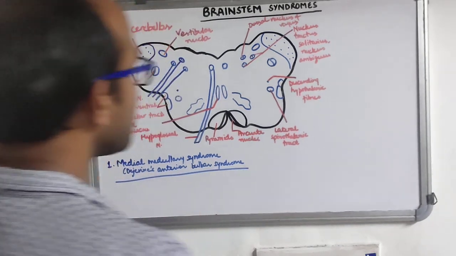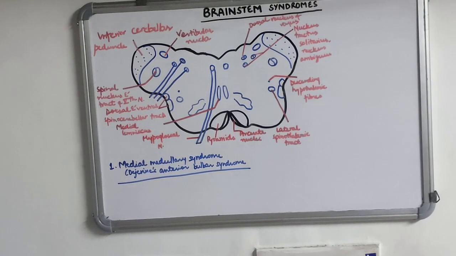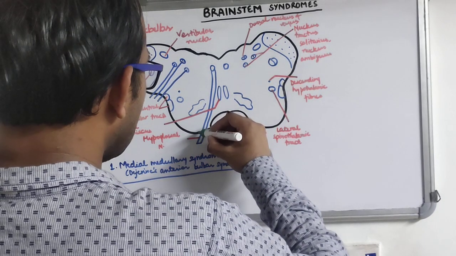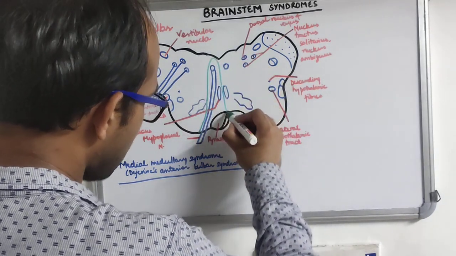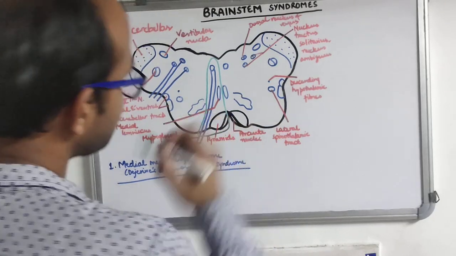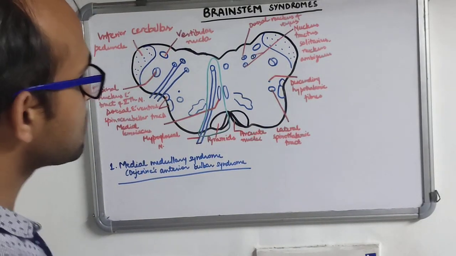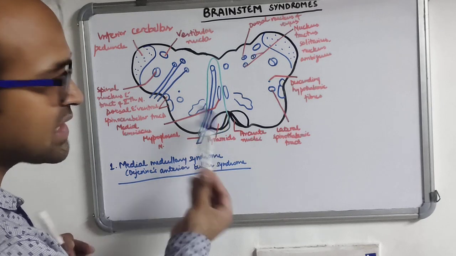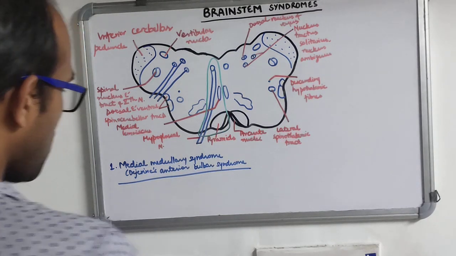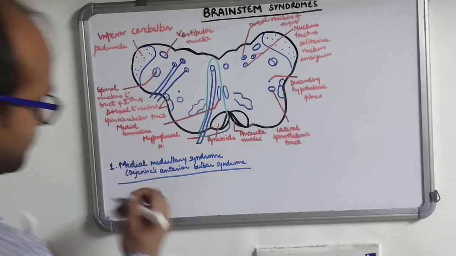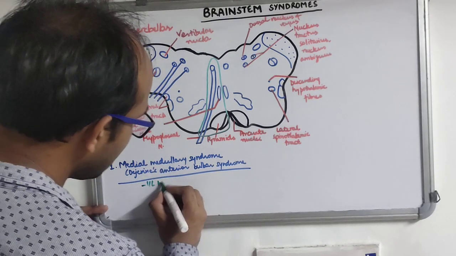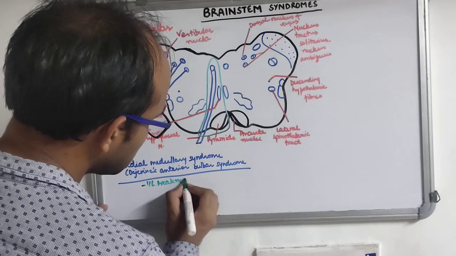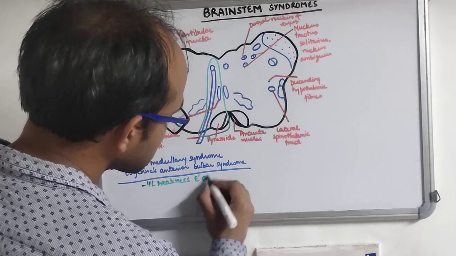So what all are affected in this syndrome? It includes this part. Primarily it includes the hypoglossal nerve, medial lemniscus and pyramids. So the consequences are ipsilateral weakness and atrophy of the tongue due to involvement of the hypoglossal nerve.